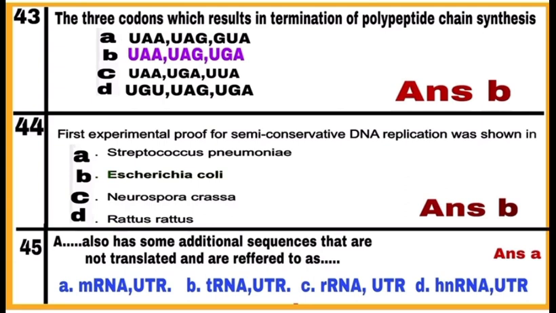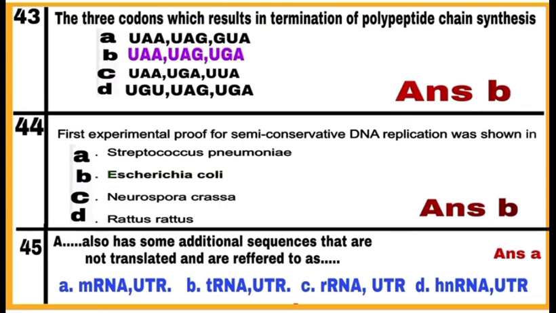Question 43. The 3 codons which results in termination of polypeptide chain synthesis are? Termination of polypeptide chain formation is brought about by codons UAA, UAG and UGA. So here mark B as a correct answer.